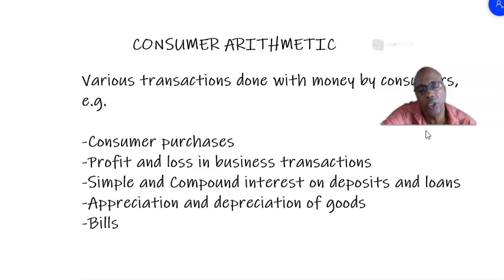Appreciation and depreciation of goods. If we purchase land, normally land appreciates in value. The price of land increases in value with time. On the other hand, we purchase a car, the car's value depreciates. It goes down with time. And bills. As adults, we pay our house bills, like electricity bills, telephone bills, water bills, etc. So these are the things we look at in consumer arithmetic, how we calculate money based on these transactions.